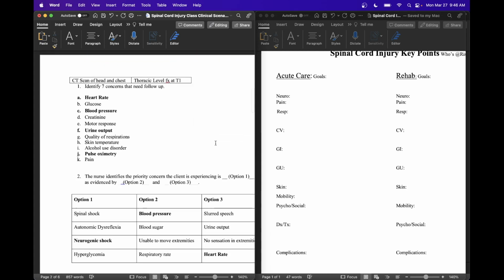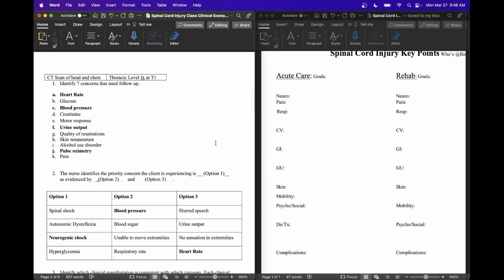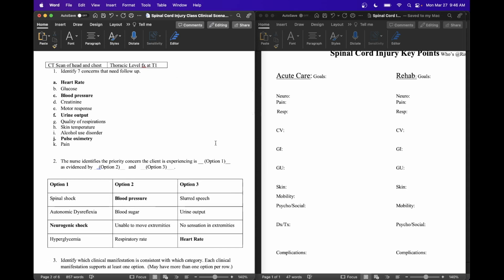So would you highlight it? Let's see if we have 7. Quality of respirations. They're shallow. Lung sounds are diminished in the bases. So what do you think about that? ABCs, we don't like it. Right? And we're also concerned about a secondary injury.